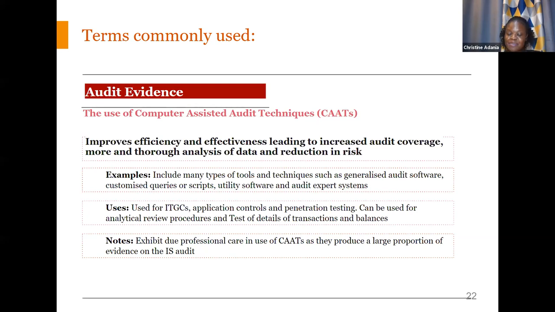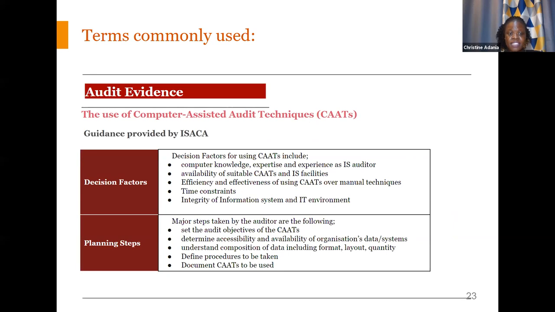Ensure that you exhibit professional care in use of CATs, because they produce a large population of evidence on an IS audit. Yeah. So if you choose to rely on CATs, make sure that everything is being done right, because you're basically picking 100% and relying on that. So there's some guidance provided by ISACA for use of CATs. I'm just going to quickly run this through.